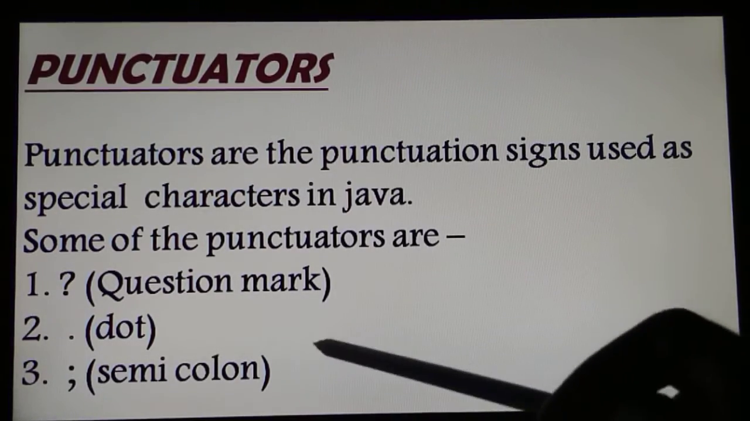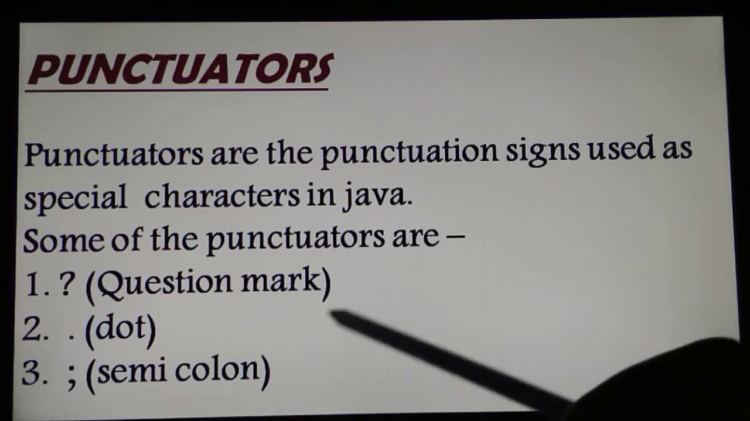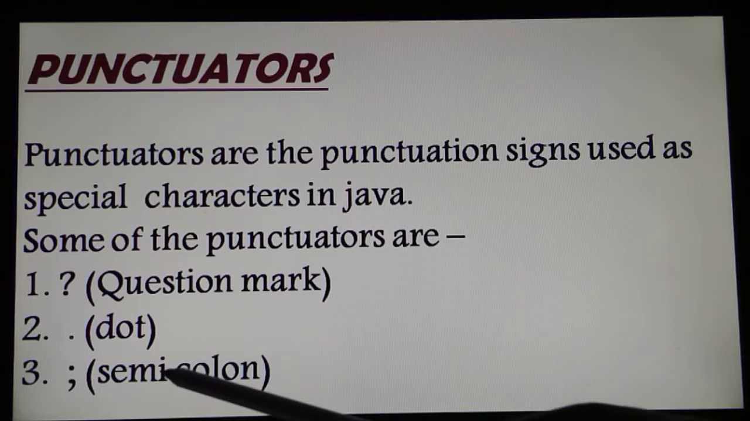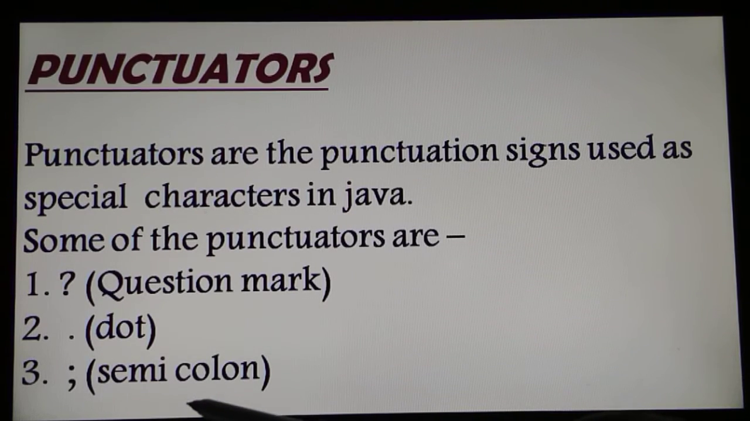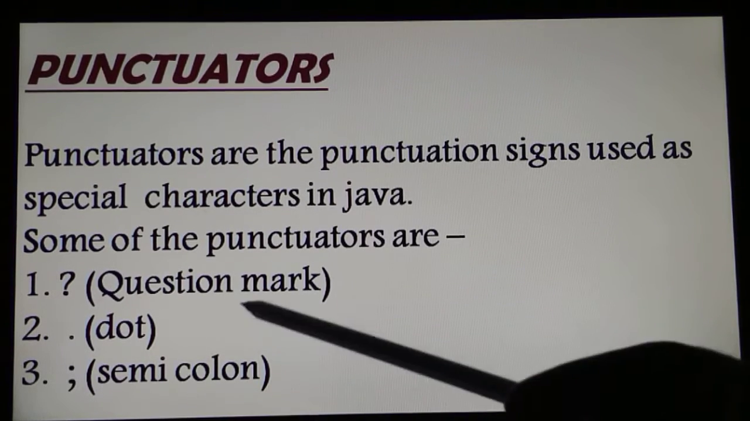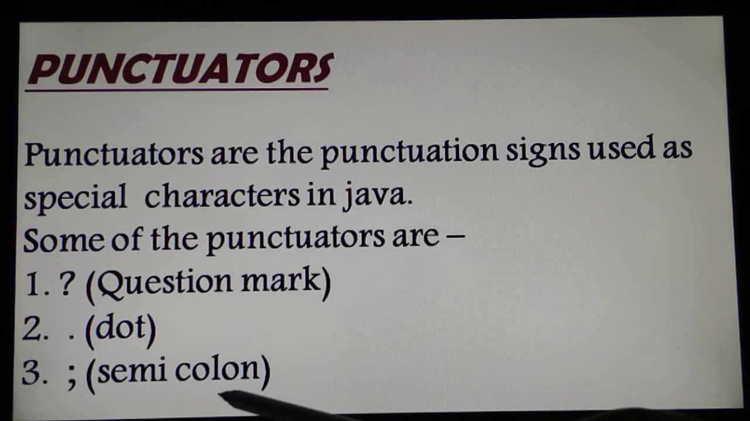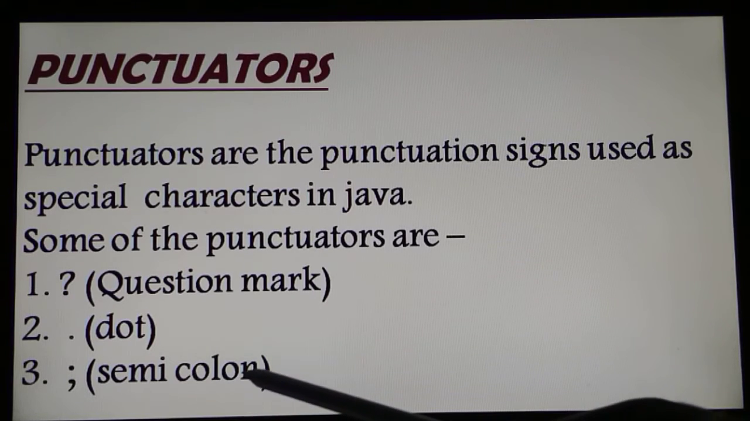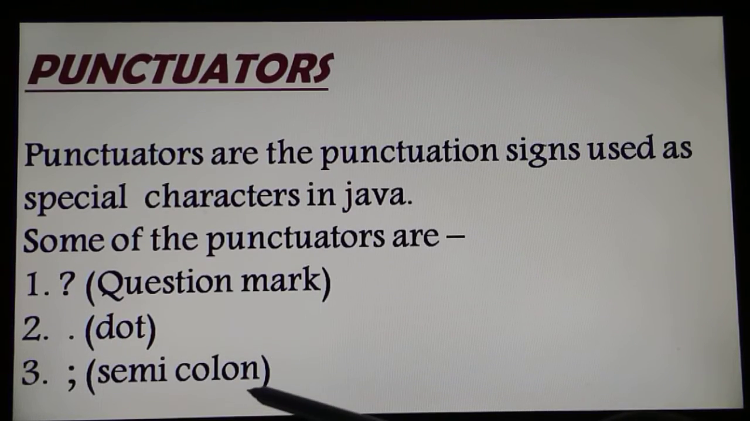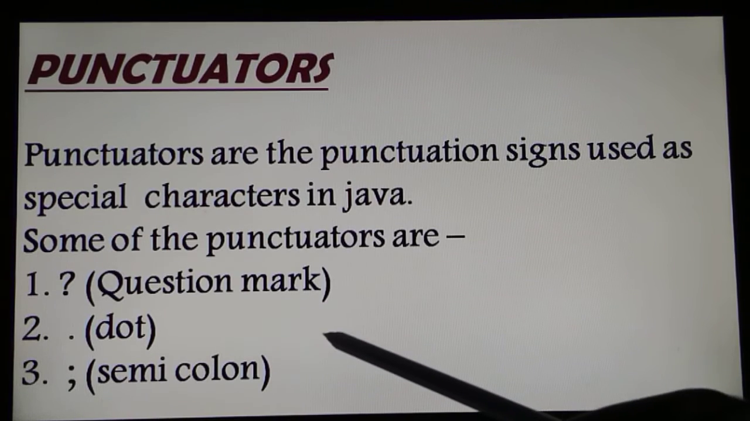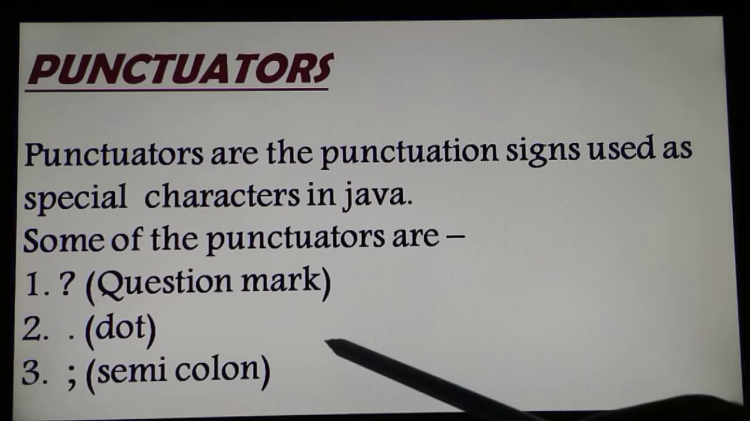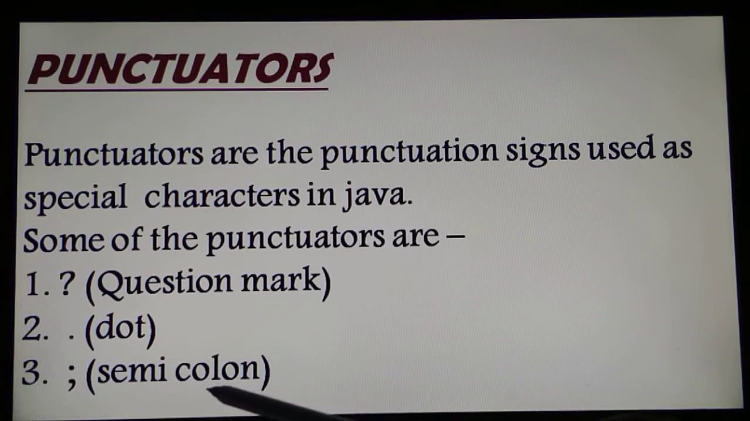Okay, then semicolon. Semicolon is used in a Java program as a statement terminator. It indicates the end of a statement. Any line continued after the semicolon is treated as the next statement. I have just shown you in the programming. I have written int a = 5, b = 10; then I have put a semicolon, meaning that statement has ended, and we will write the next statement in a new line.